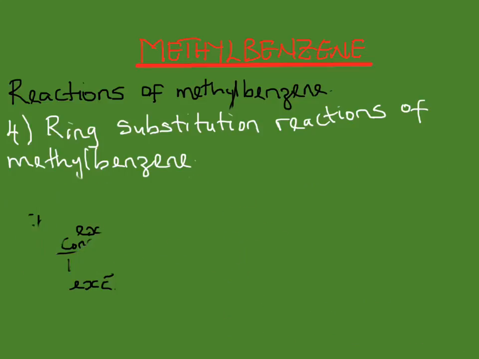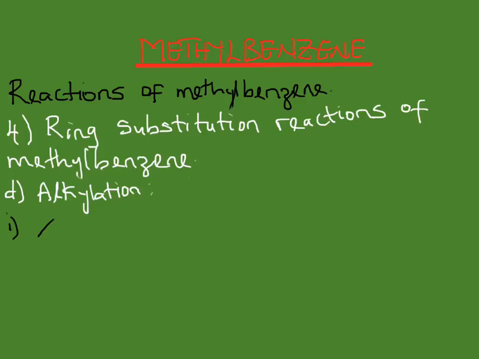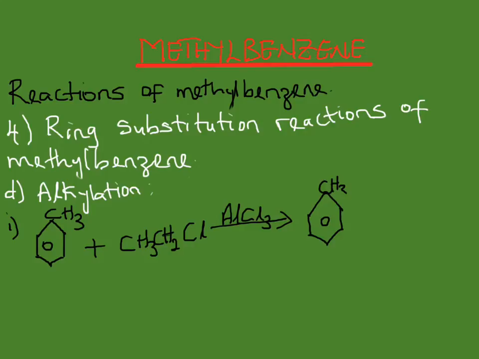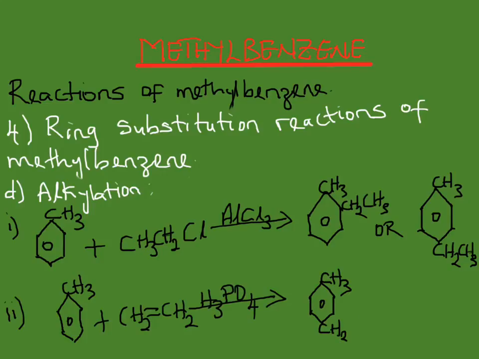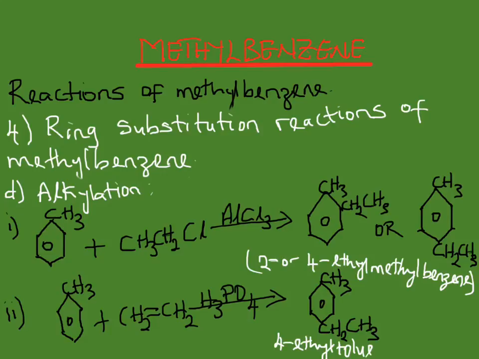The next will be alkylation. Toluene reacts with halogenoalkanes in the presence of suitable halogen carriers as catalyst, and also with alkenes in the presence of sulfuric acid as catalyst. And you can see methylbenzene reacting with chloroethane in the presence of aluminum trichloride as an acid catalyst to yield us 2,4-ethylmethylbenzene.